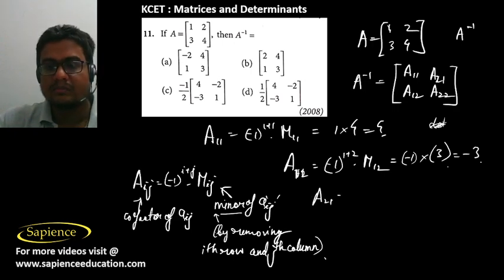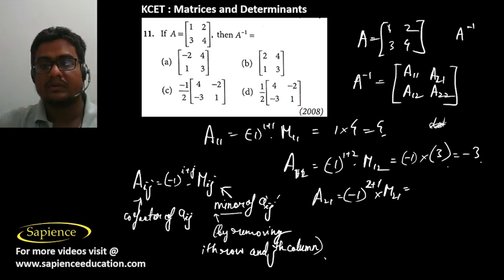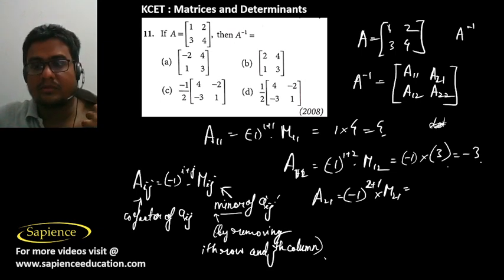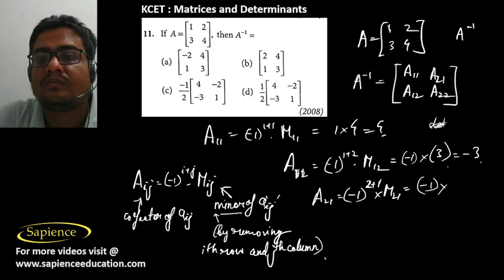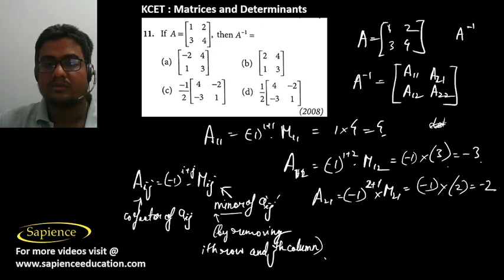And A21 is minus 1 whole power 2 plus 1 into M21, which is the minor of the element in the second row and first column. It will be minus 1 into, so second row and first column we have to remove, so we will get 2, so that is minus 2.